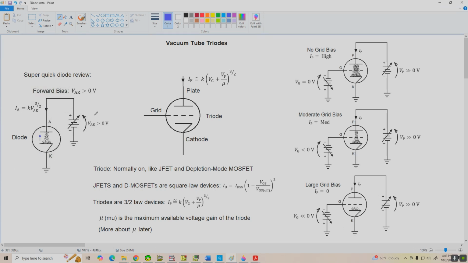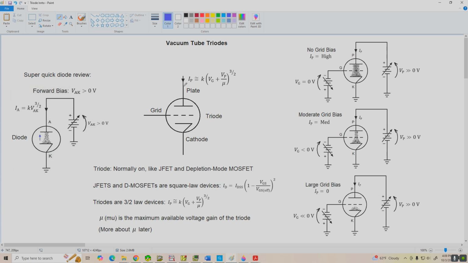Now if we take our vacuum tube diode and we insert a fine wire mesh in between the anode and cathode, run a terminal to it, we'll call this the grid terminal, we get a vacuum tube triode. And a triode can be used as an amplifying device just like a bipolar transistor or a field effect transistor.